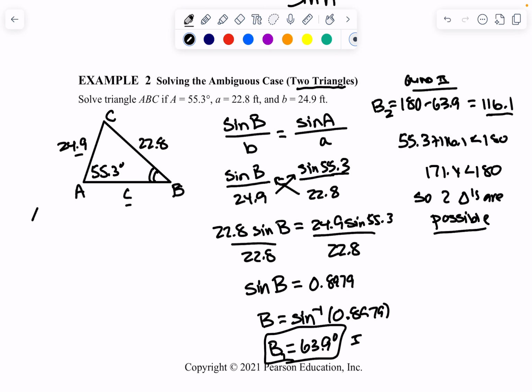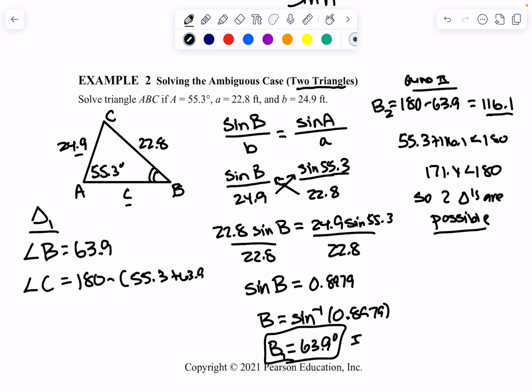So triangle 1, which I'll put over here. We figured out that angle B is 63.9, which means angle C will be 180 minus the sum of 55.3 plus 63.9. I'm going to go ahead and do this on my TI, just so I can keep this up. Plus 63.9. Angle C could be 60.8 degrees.